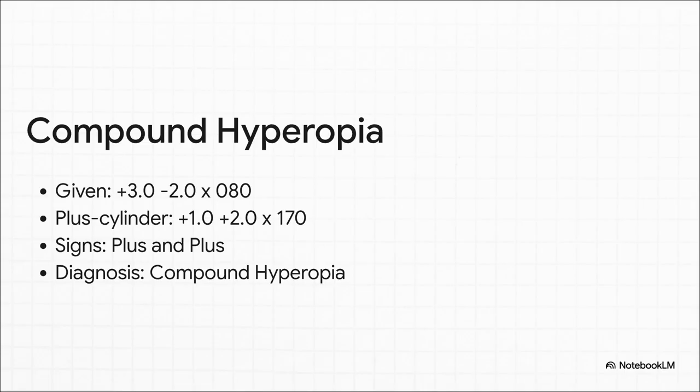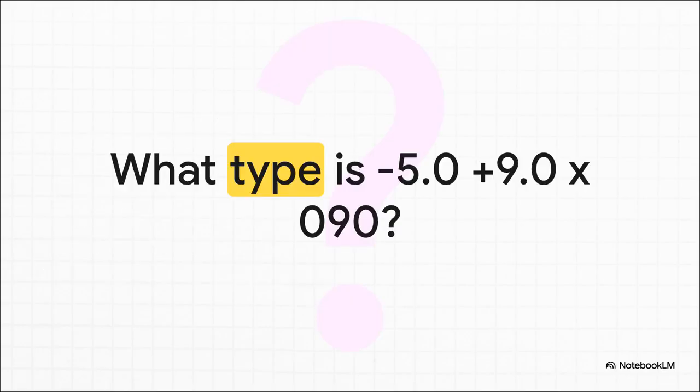Now, step 2, look at the sphere signs in both formats. We have a plus 3.0 and a plus 1.0. Plus and plus. This means both focal lines are behind the retina. Boom. Diagnosis, compound hyperopia. Let's try another one, maybe a bit more extreme this time. What type of astigmatism is minus 5.0 plus 9.0 at axis 090? Go ahead and apply that two-step rule right now.